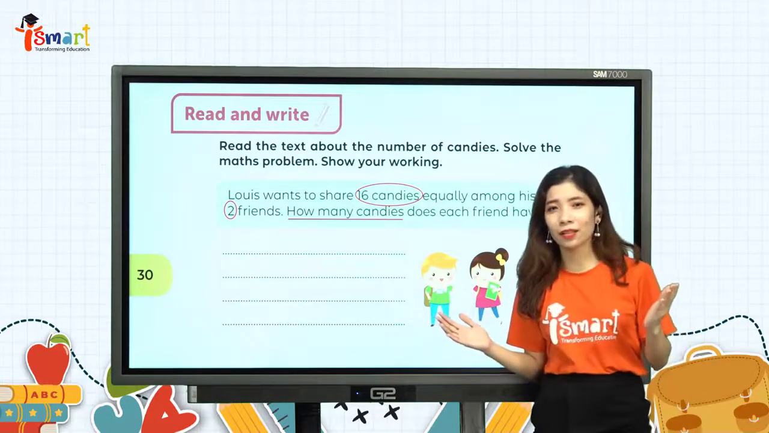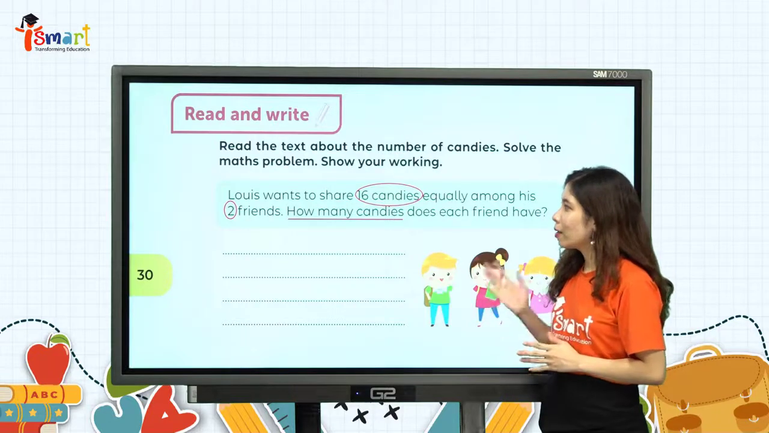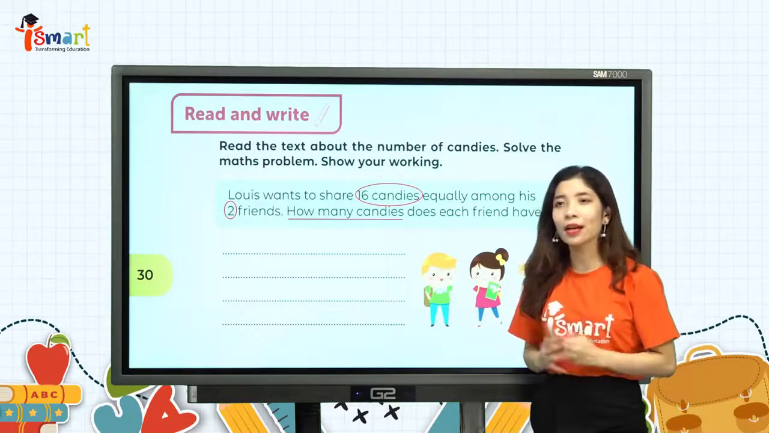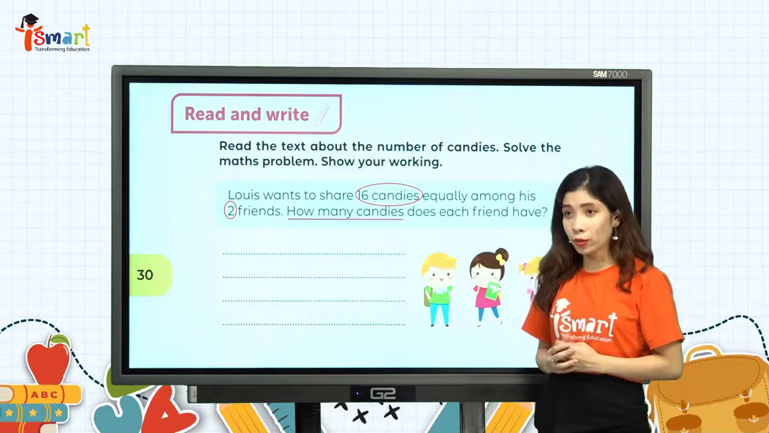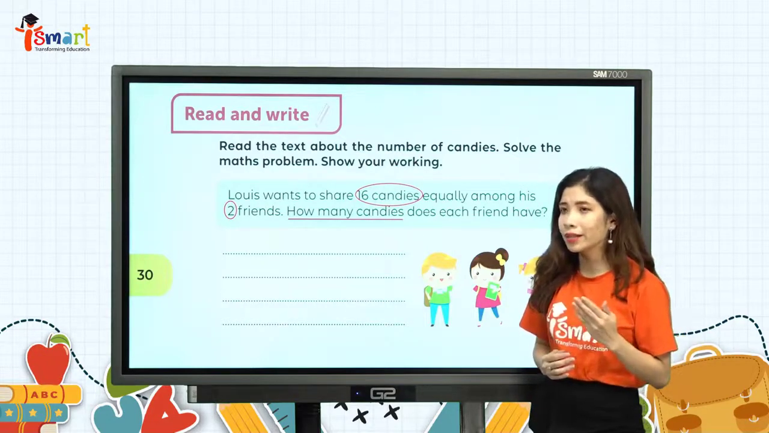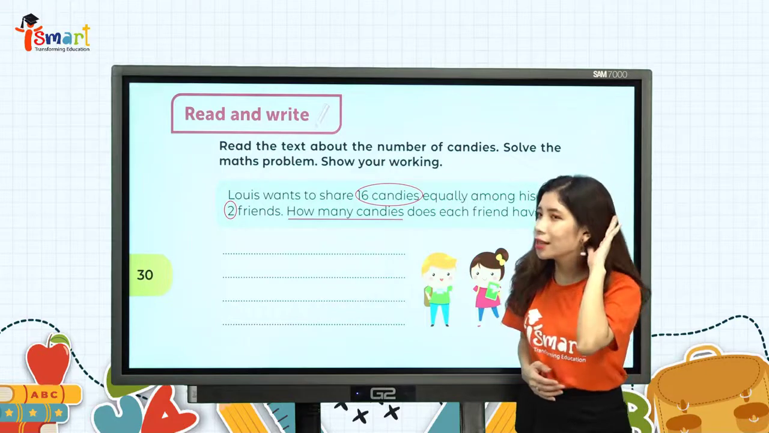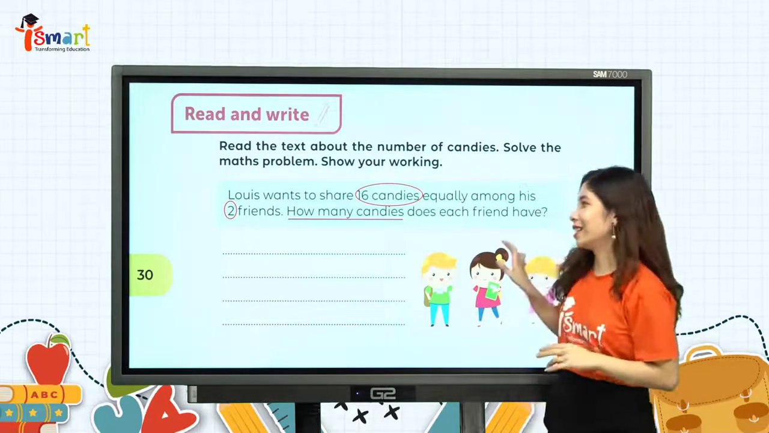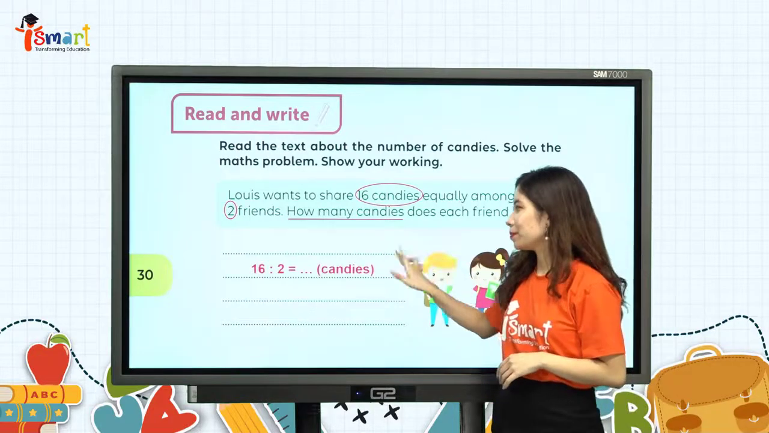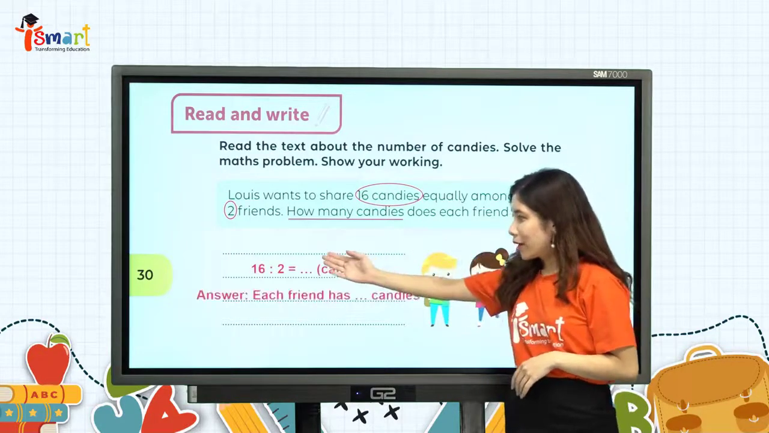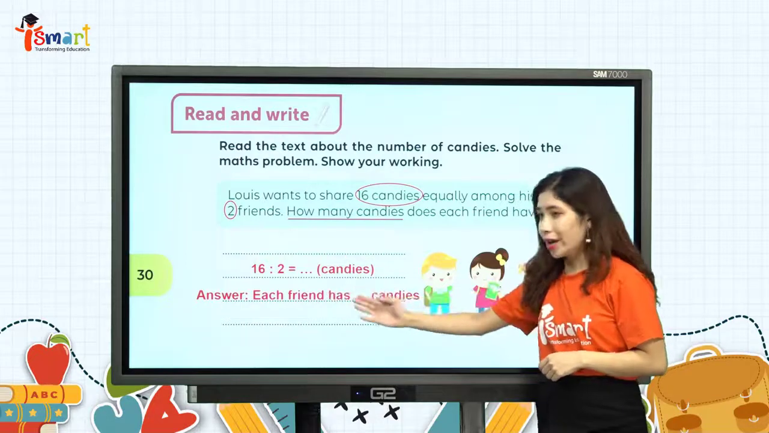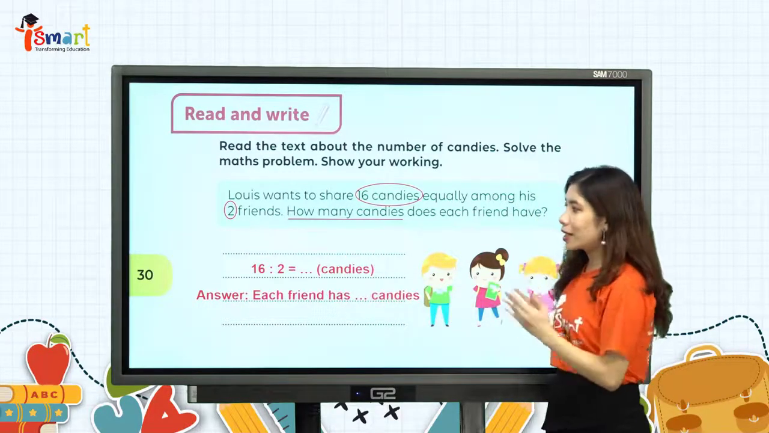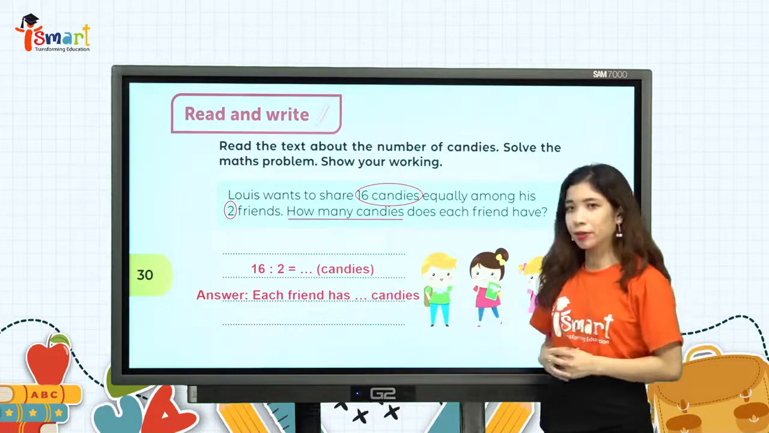Have you finished? Alright, so anyone can read the division for me. You please. 16 divided by 2 equals 8. 8 what? 8 apples. No? 8 candies. Alright. Good. 8, right? So, each friend has 8 candies. 20 seconds for you to check the answer.